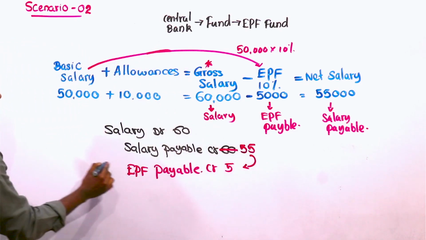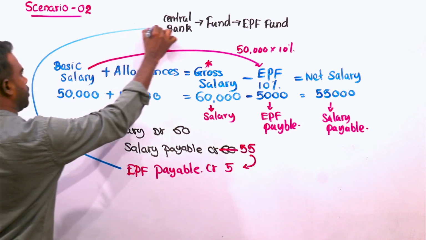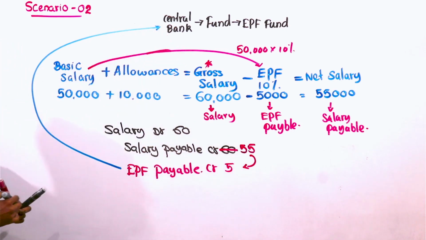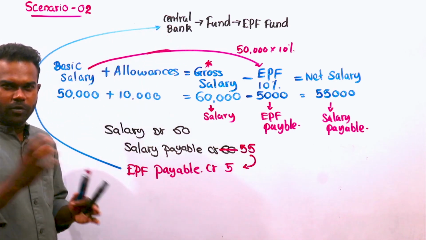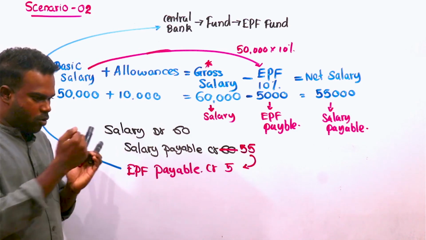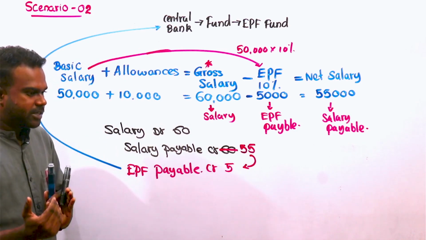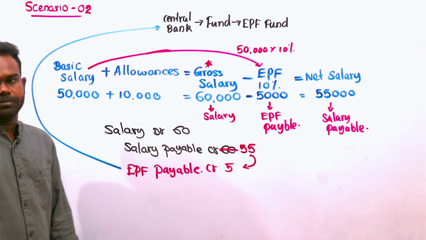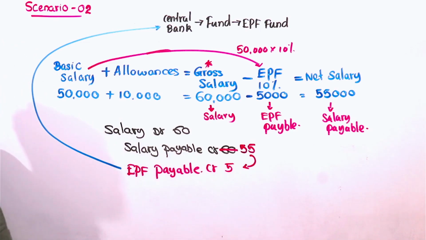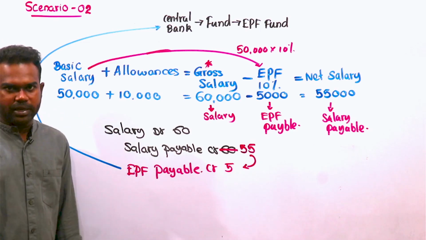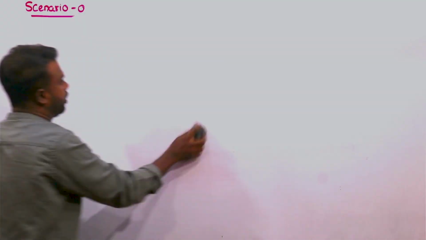Okay. Therefore, this payable balance should be payable to the government, right? It will be payable in the next months. Please write down scenario number 3.